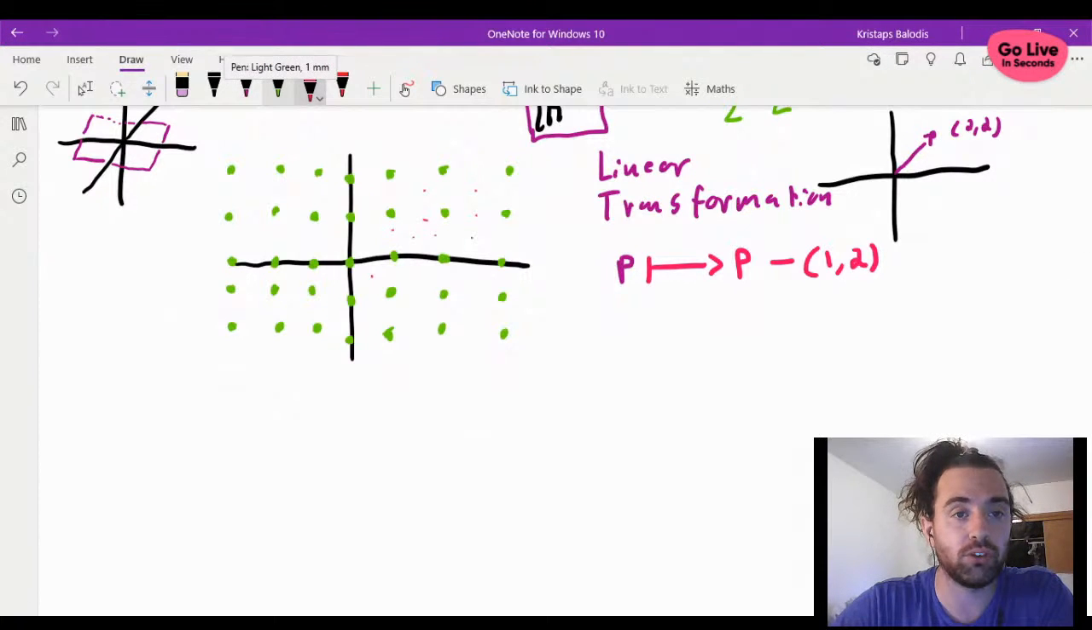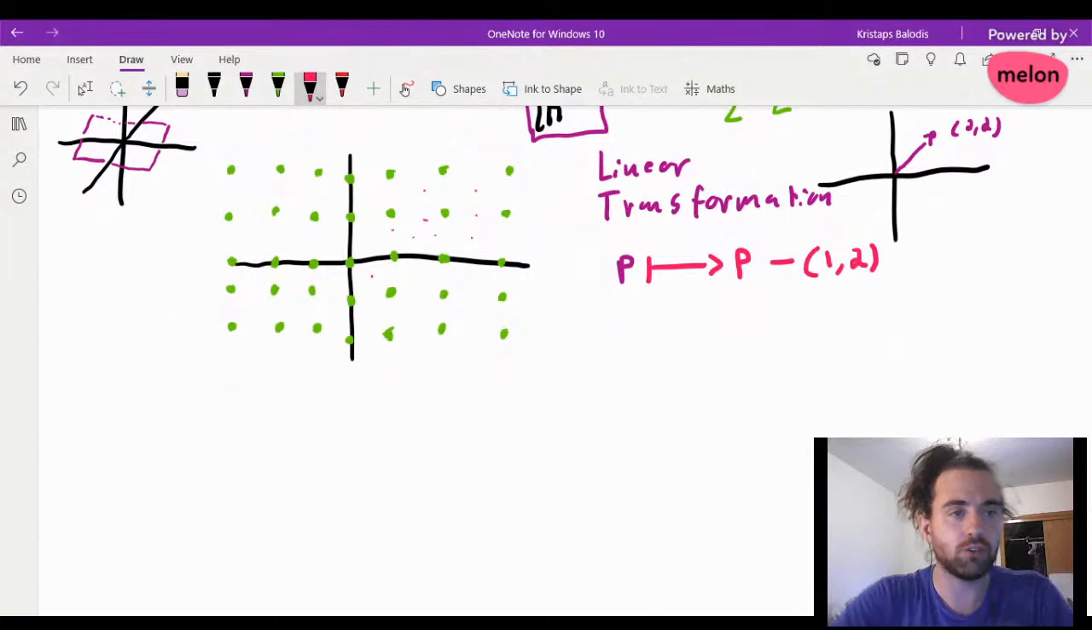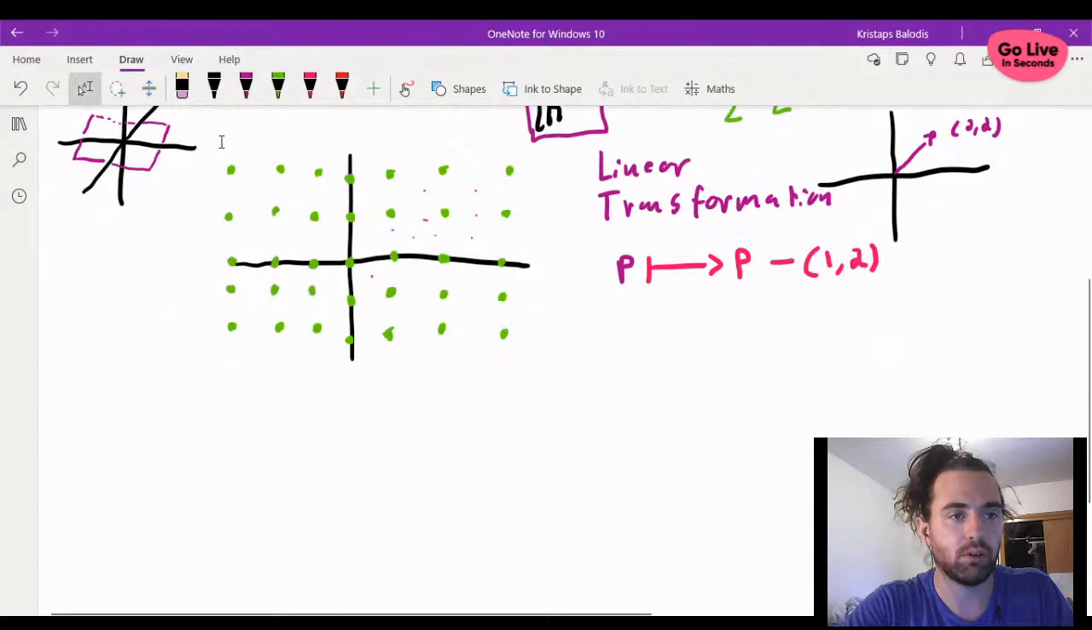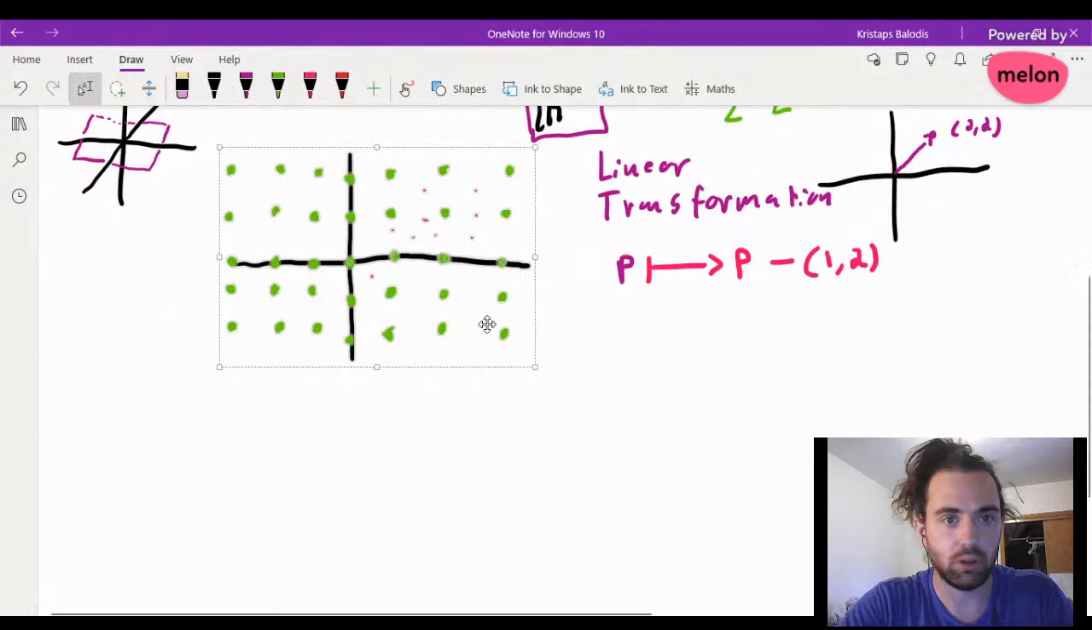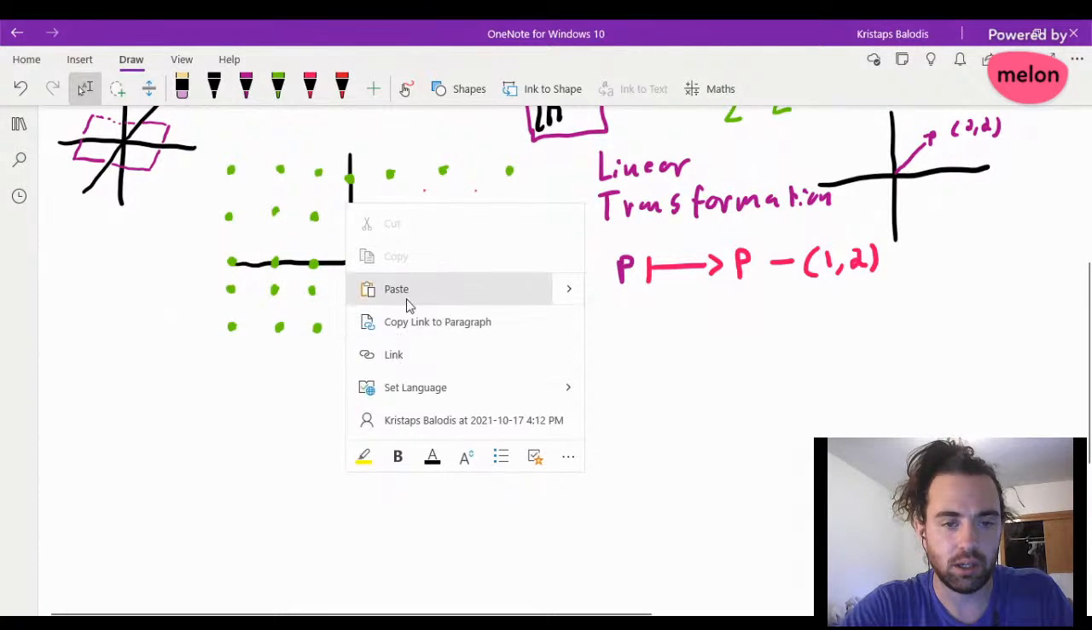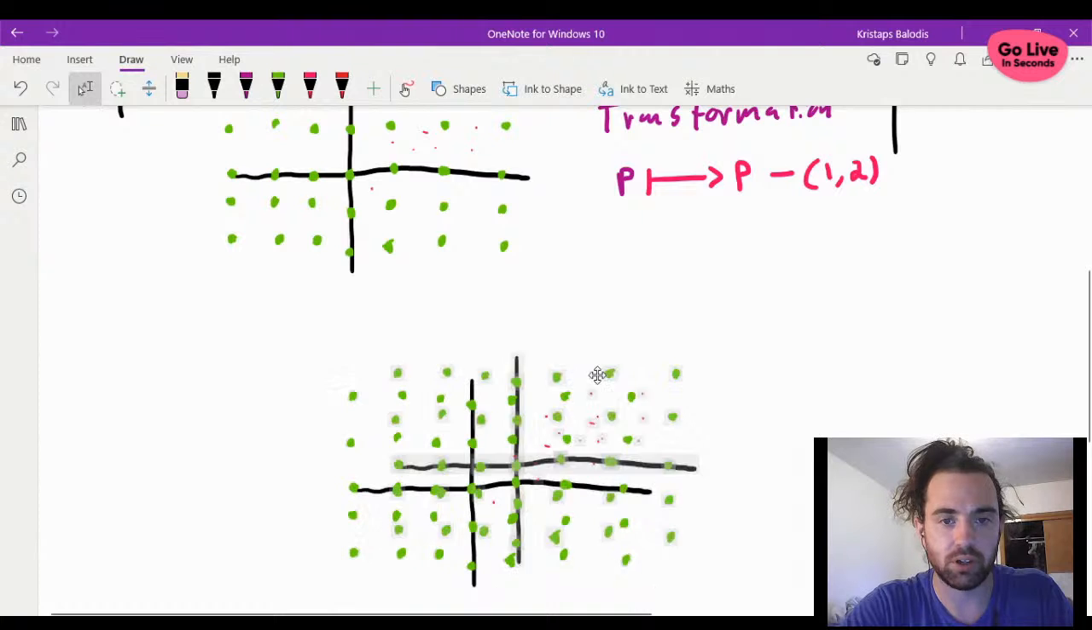So for instance, I wonder if I can make a copy here. I probably can. And then just copy this thing below. That would be cool. Yeah, so probably copy and paste. Perfect.